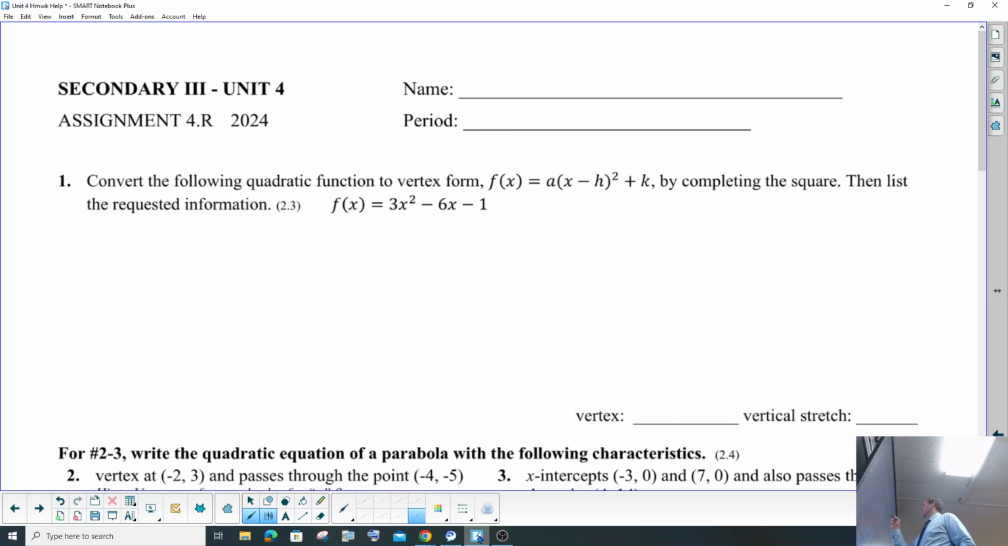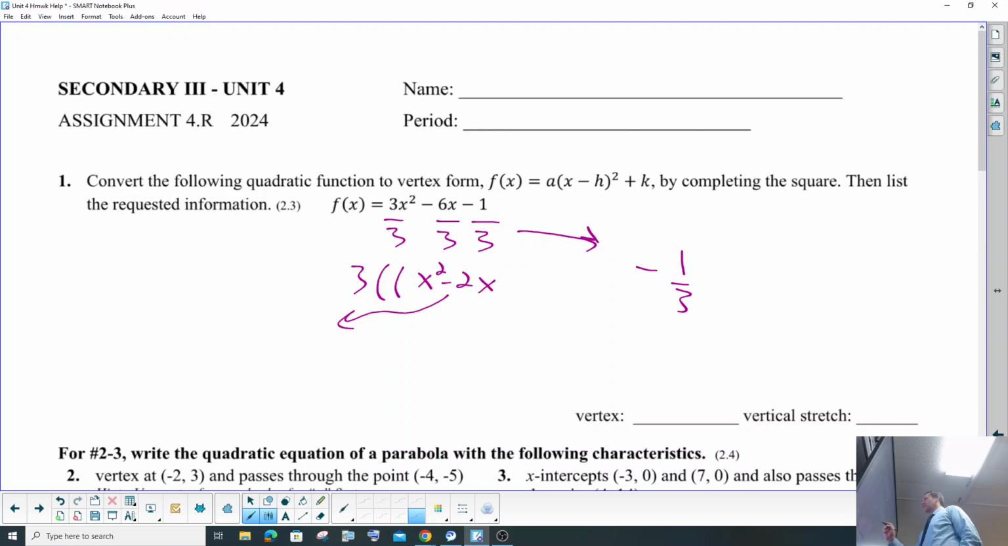Do you remember? You have to first divide out the 3. So we pull a 3 out of there. So we get x squared minus 2x minus a third. We send that negative third way over here like this. And then we take the b, divide by 2, and square it. So take the b, which is negative 2. We divide by 2, and we square it. Take our b, divide by 2, and square it.